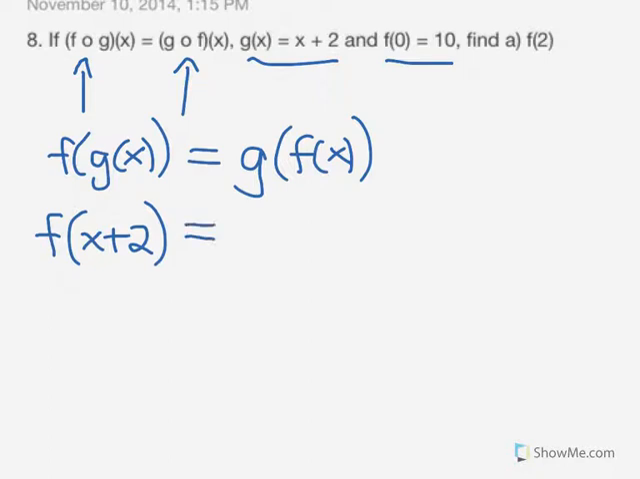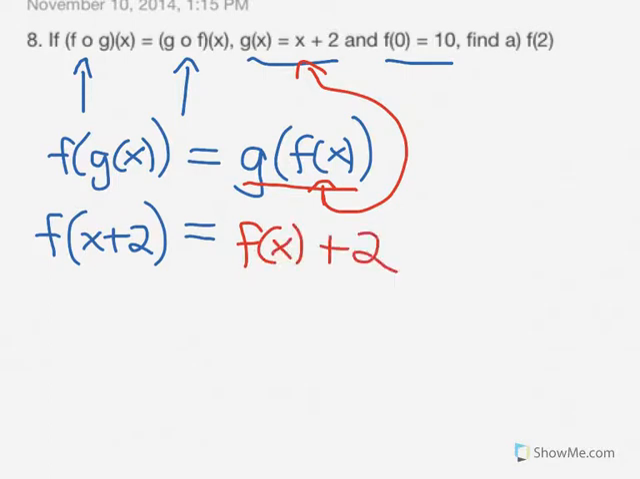The right side is g of f of x. So if we think about this, this means we're going to plug f of x in everywhere we see an x in the g function. So we're going to plug f of x in here because that's the g of x function. So instead of x plus 2, it's f of x plus 2. Take a second to make sure you understand that again. It's g of something, so we're putting that something in place of the x in the g of x formula.